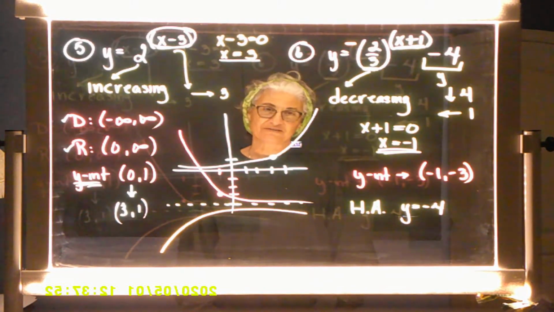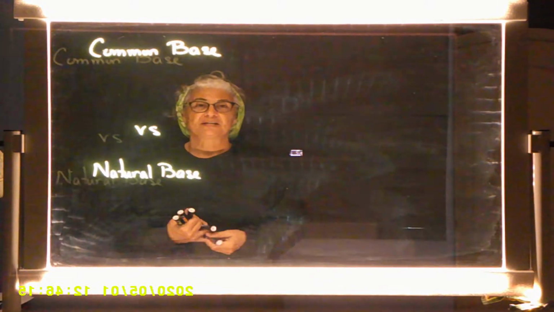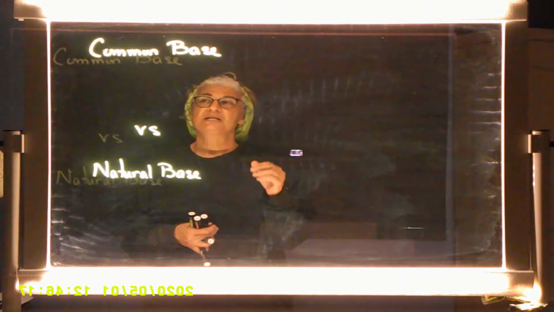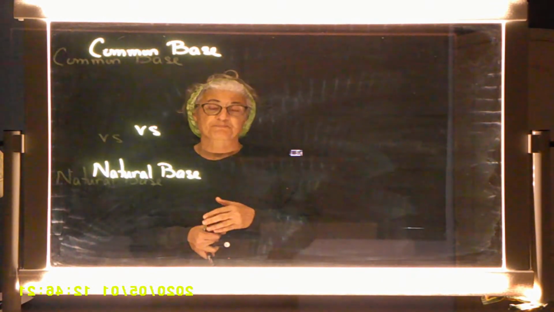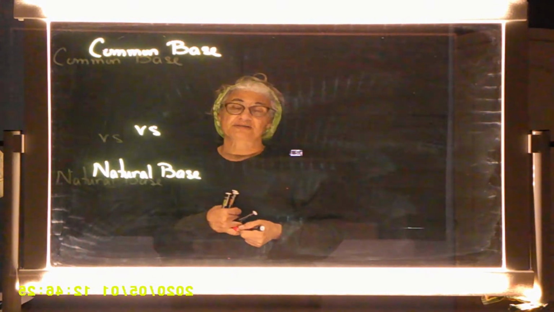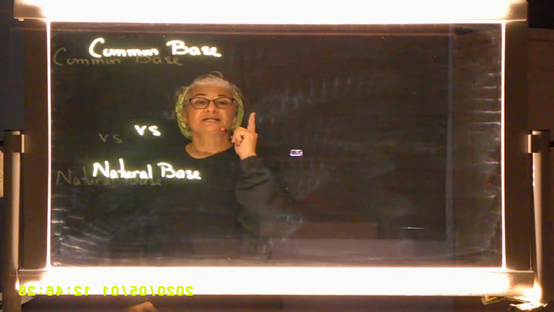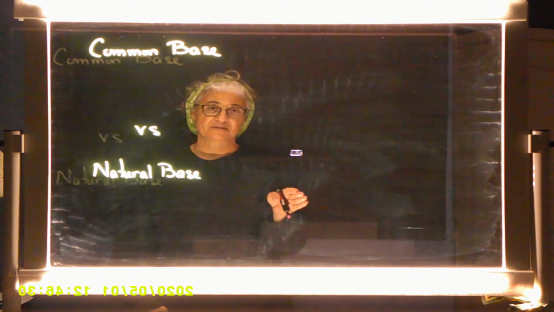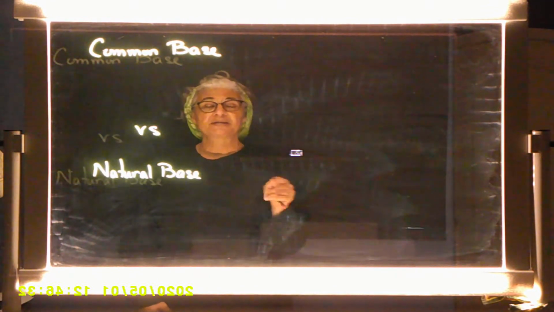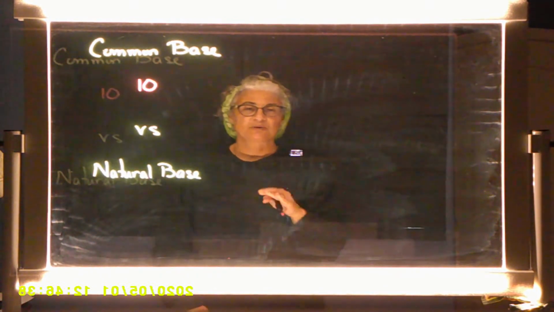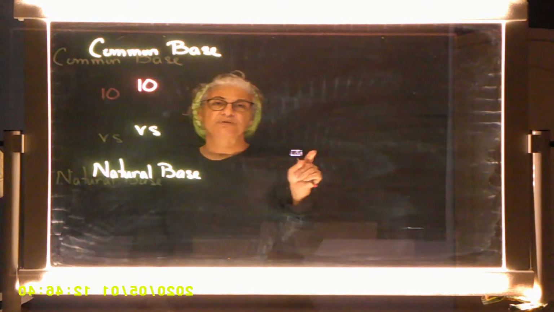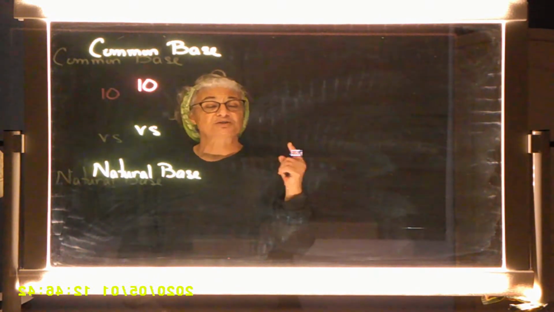Okay, so let's talk about 2 types of bases that we will work with quite often. One is known as a common base. The other one is known as a natural base. Now, the common base is based on our number system, and our number system is based on one number, 10. Every place value we deal with in our number system is based on 10.